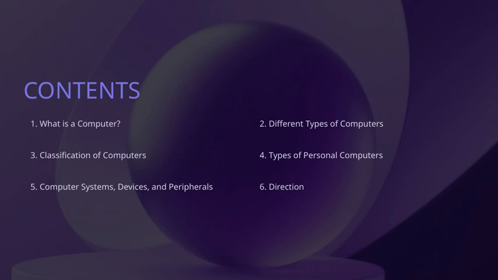As you can imagine, computers come in various forms, each designed to serve specific needs. We have supercomputers, which are incredibly powerful and used for complex scientific calculations. Then there are mainframes, essential for large organizations handling vast amounts of data. Personal computers, or PCs, are what most of us use daily, from desktops to laptops. Additionally, there are smaller devices like tablets and smartphones that have become integral to our everyday lives.